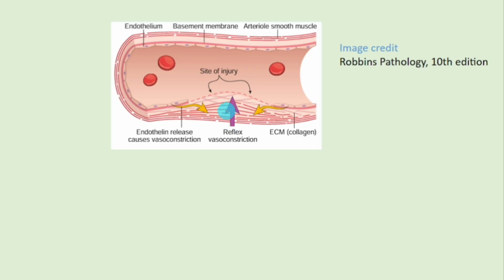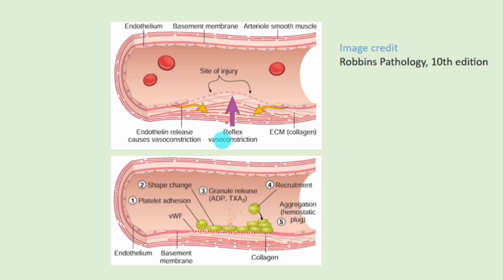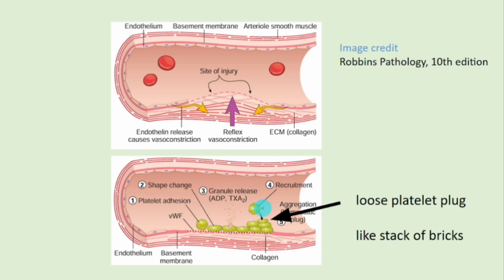So see, this is the site of injury. And the first step will be platelet plug formation. This is just, imagine you are putting bricks on top of each other, stack of bricks. So you need to again cement them all together, and for cementing, clotting factors are needed. So this is the loose platelet plug, like stack of bricks. This image I have picked from Robbins Pathology, 10th edition.